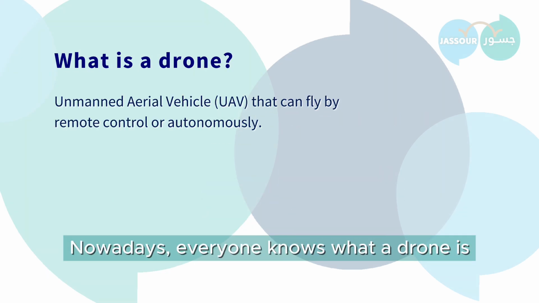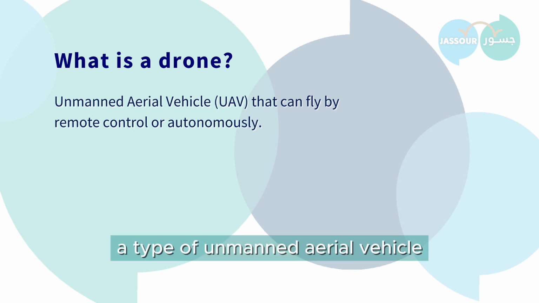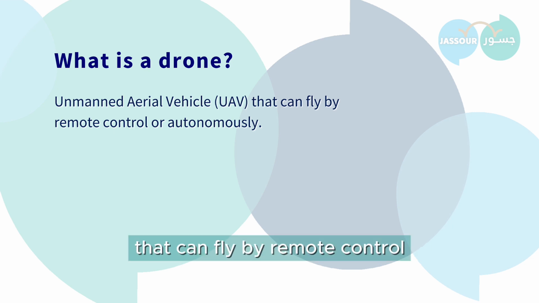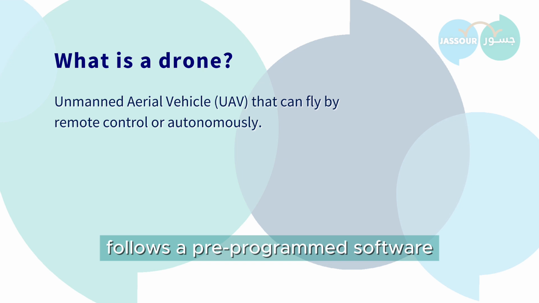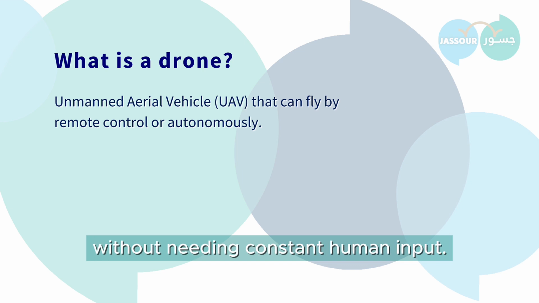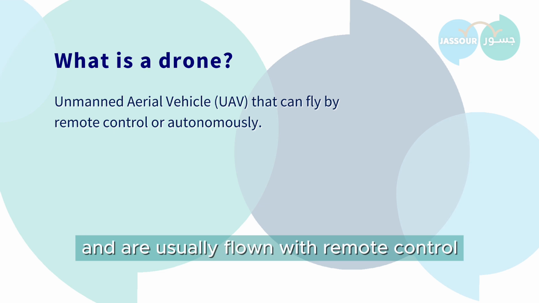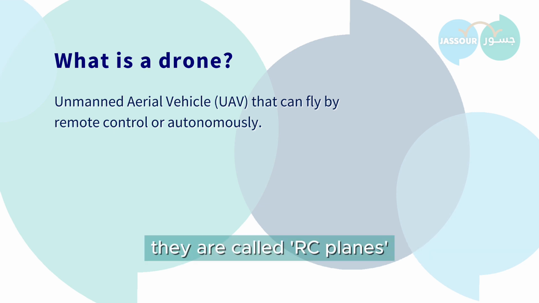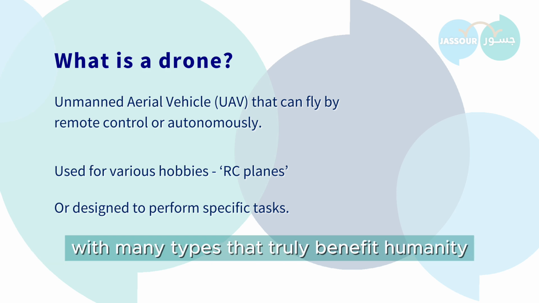Nowadays, everyone knows what a drone is, but an official definition is a type of unmanned aerial vehicle that can fly by remote control or autonomously, meaning it follows pre-programmed software without needing constant human input. Some drones are used just for hobbies and are usually flown with a remote control. They are called RC planes. There are drones designed to perform specific tasks, with many types that truly benefit humanity. Let's explore them.